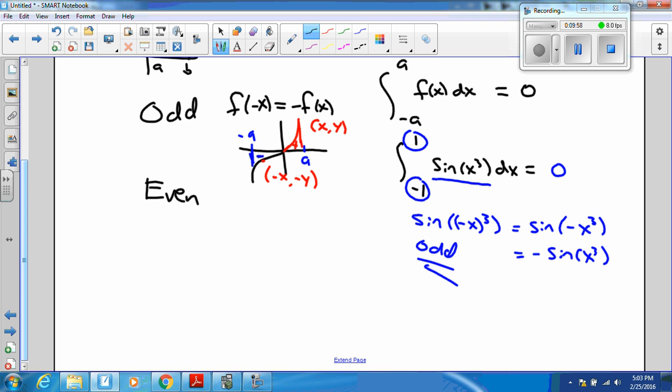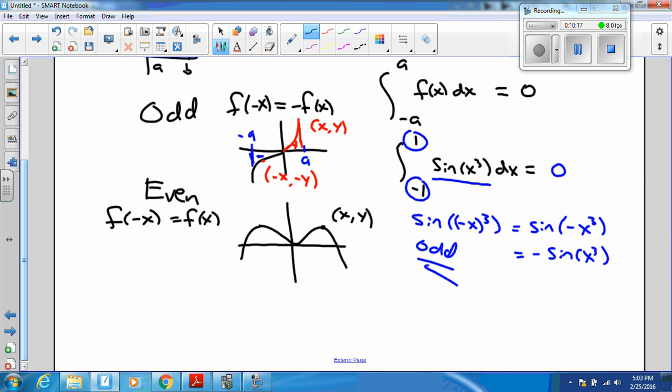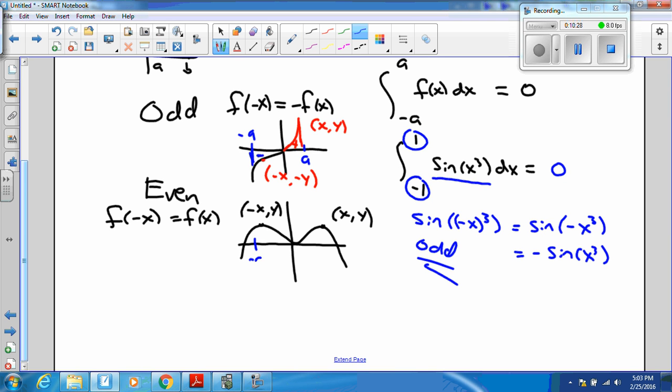Even functions also have a nice property, although it's not quite as convenient. Recall that an even function has the property that when you plug in f of negative x, you get the same value as f of x. So here is an example of an even function. It shows y-axis symmetry because every point x comma y over here is matched by a point negative x comma y over here. So what happens if I integrate an even function from negative a to positive a? Well, the areas here don't cancel each other out. However, they are both equal to each other.